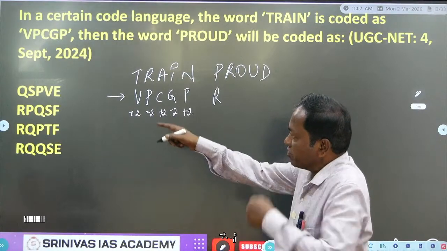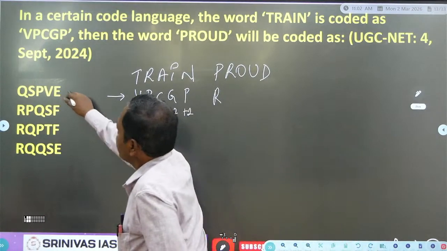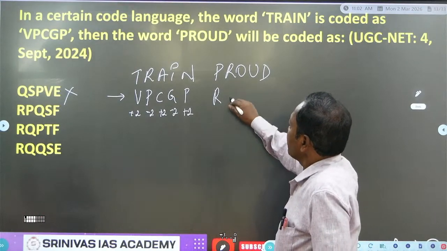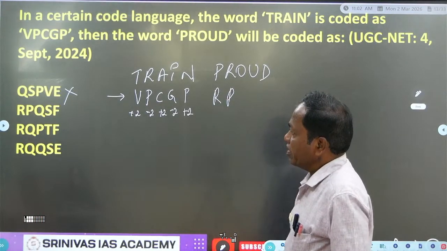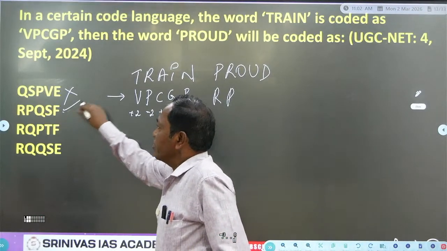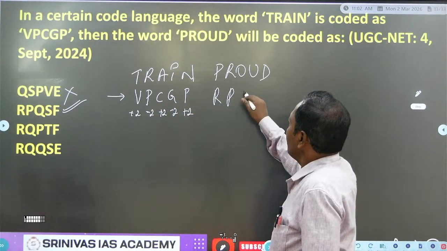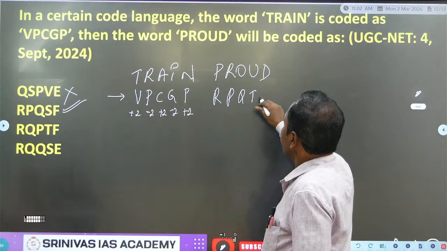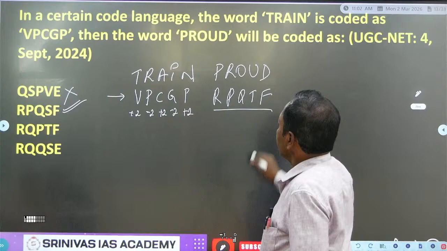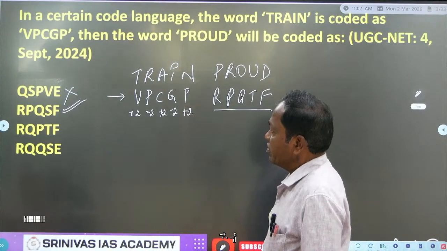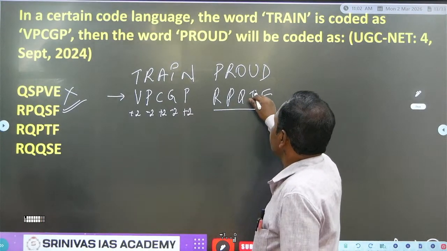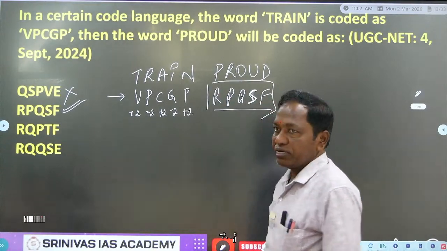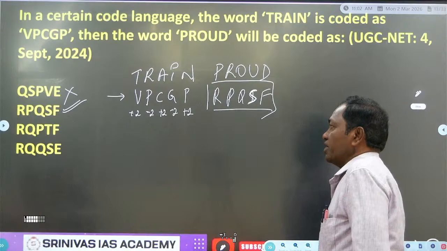Do you see any options starting with R? Yes. Now P, Q, R, P. Okay, already we got the answer now. Right. And O, P, Q, T, U, V, E, F. So R, P, Q, T, F. R, P, Q, S, T, U. So this is the option. Okay. Yes, like that you have to write.